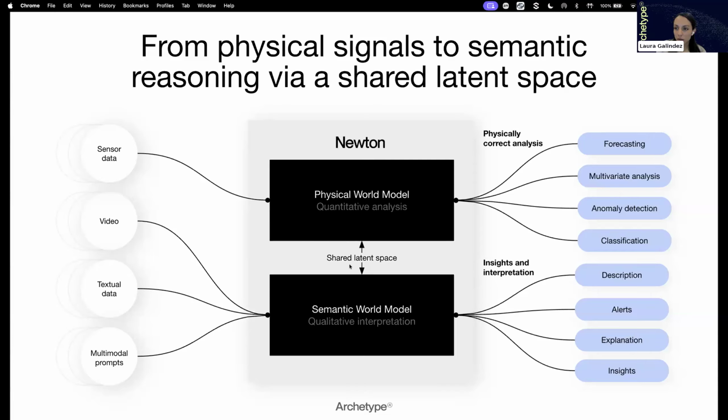From these two components, both individually and in tandem, we can now derive any number of use cases, including, as we saw before, things like forecasting, anomaly detection, classification, and so on. And these are all things that live in the physical numerical realm. But we can now translate all these physical concepts to rich natural language descriptions, alerts, explanations, and insights, and so on, by connecting these to different components of Newton, the world model that describes physics and the world model that describes the semantic understanding of this physics.